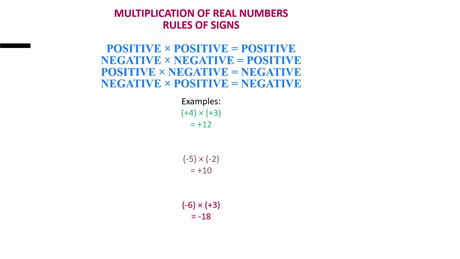This is an example. 4 times 3. Positive 4 times positive 3 will give you positive 12. Negative 5 times negative 2. Based on the rule, negative times negative is positive. So 5 times 2 is 10, and it is negative negative, so you have 10, which is positive. Now, negative 6 times positive 3. Negative times positive will give you negative. So negative 6 times positive 3 will give you negative 18.